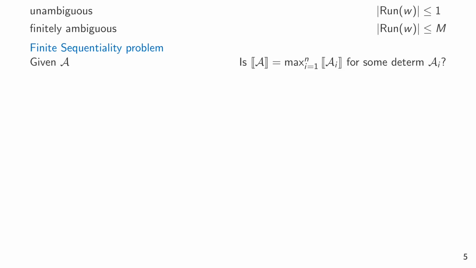Until now, we have only considered unambiguous max plus automata, so where on every word there's at most one valid run. In the following, we want to consider finitely ambiguous automata. And here we require that there is some constant m, such that on every word there are at most m runs. So we allow more than one run on a given word, but this number still has to be bounded by a constant. And for these automata, we now again ask the finite sequentiality problem. Given a finitely ambiguous max plus automaton, is this automaton equivalent to a finite maximum of deterministic max plus automata?